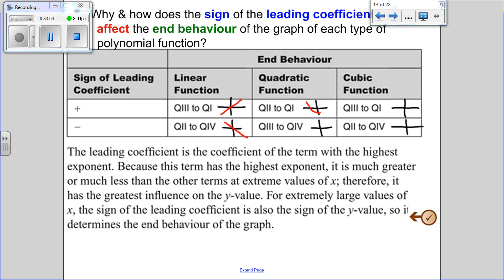For cubics, if it's positive, that means I start low, go up, then down, and up. So I go from 3 to 1. And if I'm a negative leading coefficient, it's just flipped upside down. So it's going down, then up, then down. That's obviously not what it's always going to look like, but in general, that is what it'll look like. It'll go from that quadrant to that quadrant every time.